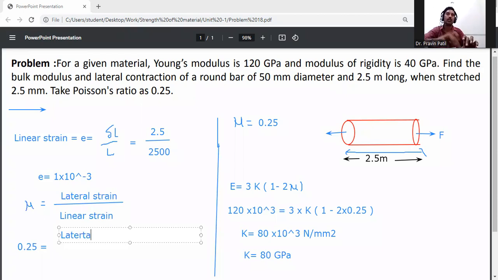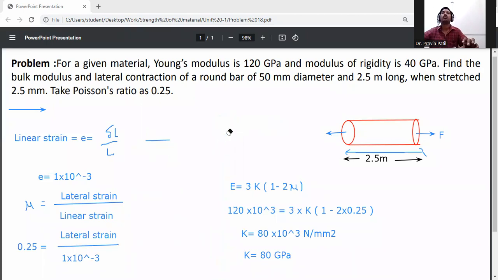Linear strain we calculated, that is 1 into 10 raised to the power minus 3. So we will get lateral strain from this relation. Lateral strain is equal to 0.25 into 1 into 10 raised to minus 3, which is 2.5 into 10 raised to the power minus 4. That is the lateral strain.